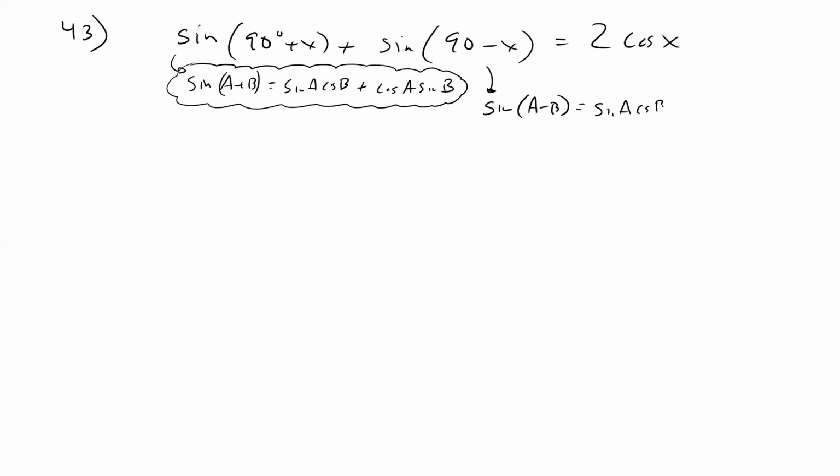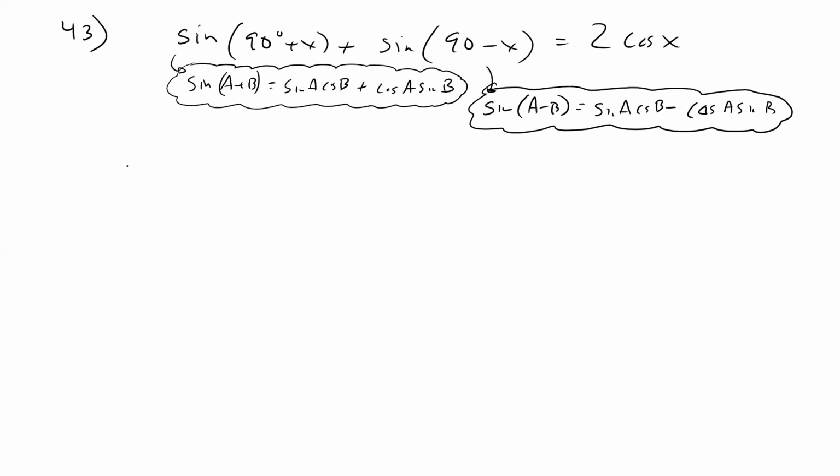Sine of a cosine b minus cosine of a sine b. Boom. And so the next line should read sine of 90 degrees cosine of x plus cosine of 90 degrees sine x. That's the first one here. And then the second part here is sine of 90 degrees cosine x minus cosine of 90 degrees sine x. Boom.